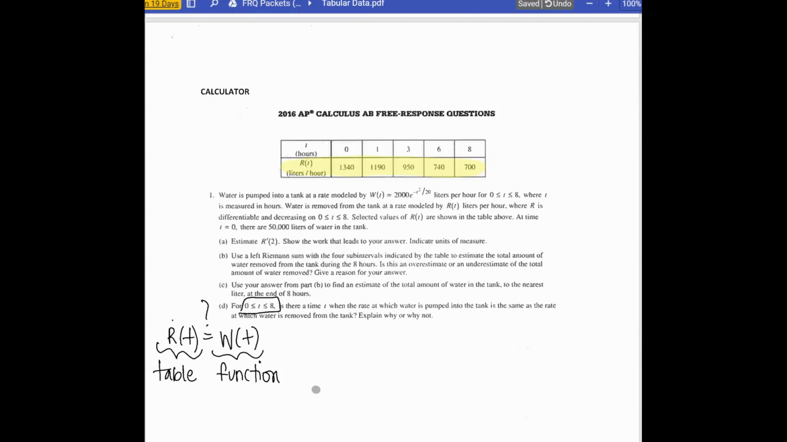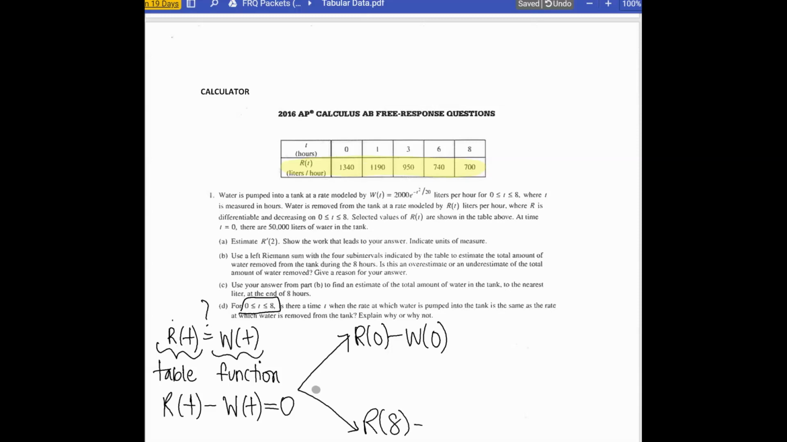Another way to discuss this is if those two things are equal to each other, that means R of t minus W of t would have to be equal to 0. The interval we're looking at is from 0 to 8, so we're going to split this up into two times. We're going to figure out R of 0 minus W of 0, and then R of 8 minus W of 8.